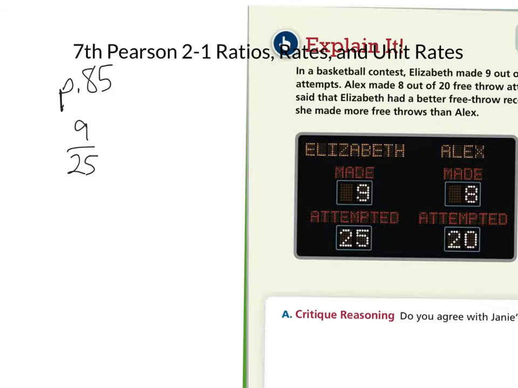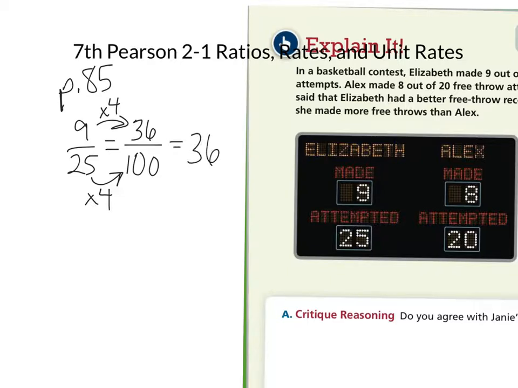If we want to find a percent, we know a percent is a number out of 100. So we can find an equivalent fraction. 9 out of 25 would be equivalent to how many out of 100? This has a nice pattern to it. If we did 100, that'd be 4 times as many shots attempted, so we're going to have 4 times as many shots made. So 36 out of 100, which means Elizabeth made 36% of her free throws.